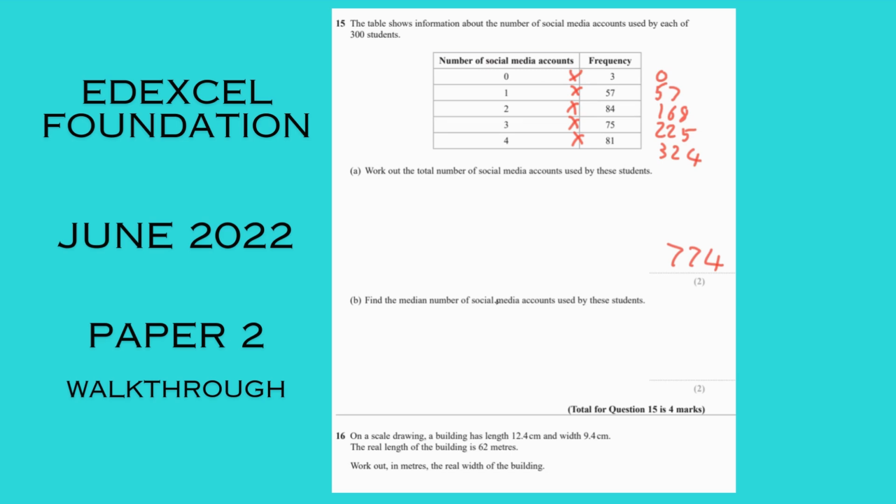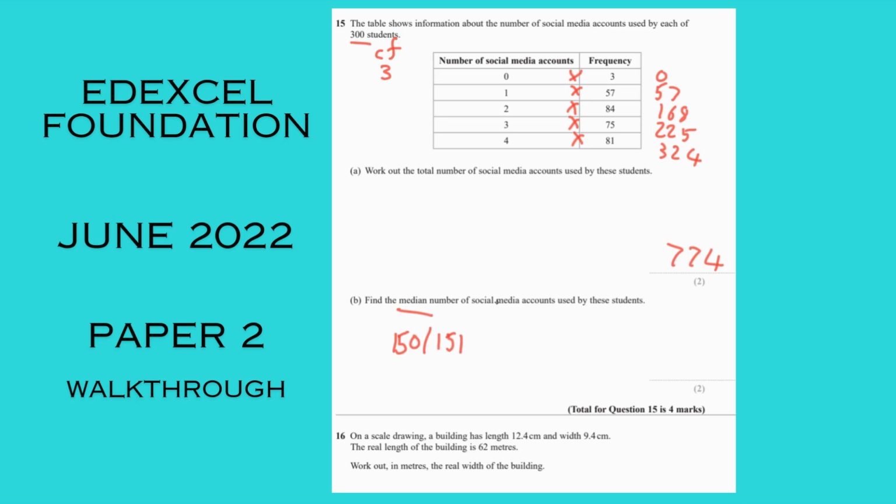774. Find the median. Now, if there's 300 students, we're needing the 150th, 151st students halfway between those two. So let's do a quick cumulative frequency. So let's add up as we go along.